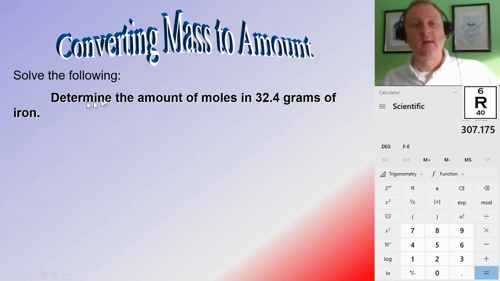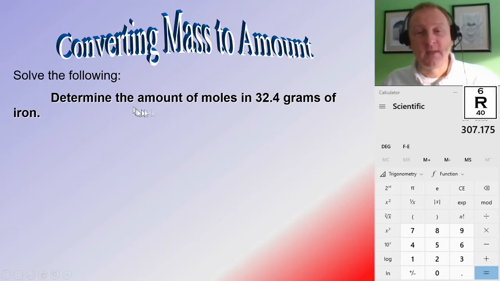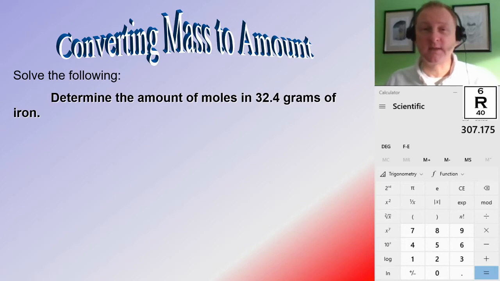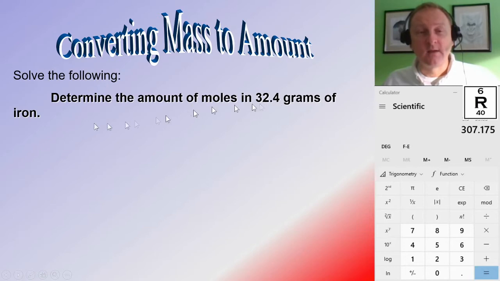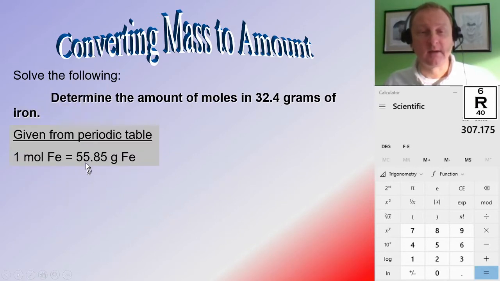Let's determine the following. Determine the amount of moles in 32.4 grams of iron. Converting grams to moles and moles to grams is essential in chemistry. So let's try that. We're talking about iron again, so we have to look on the periodic table and we find iron's molar mass, 55.85. So 32.4 grams. This time we're in grams.